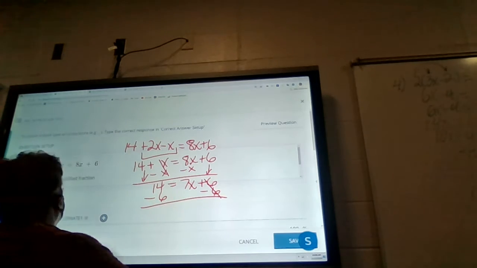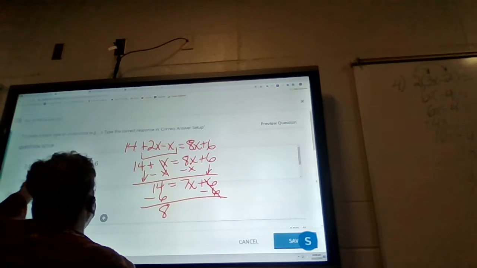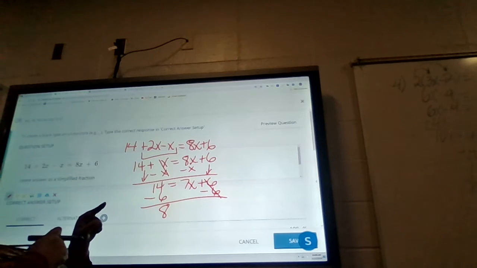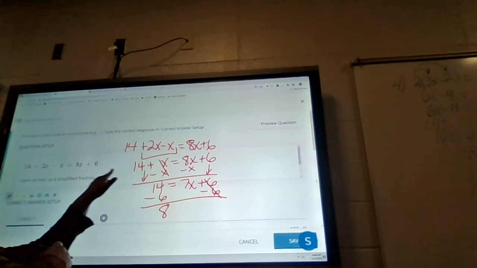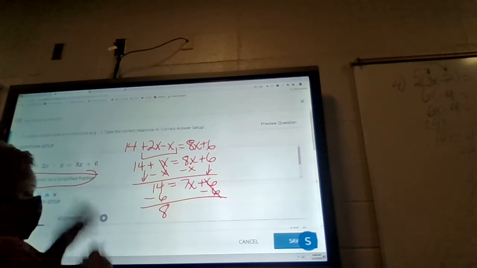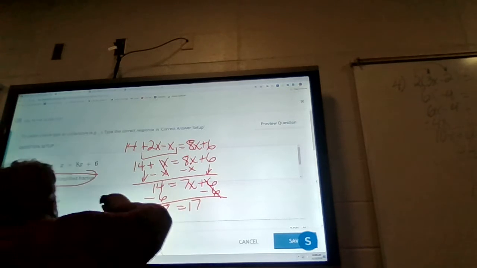Wait a minute, did I? Oh yeah, this was a fraction. 14 minus 6 is 8. Because I said, when I put leave answer as a simplified fraction, please know it's going to be a fraction. That's the only question I had that on there. This right here, it's going to be a fraction, because I didn't want like a decimal.